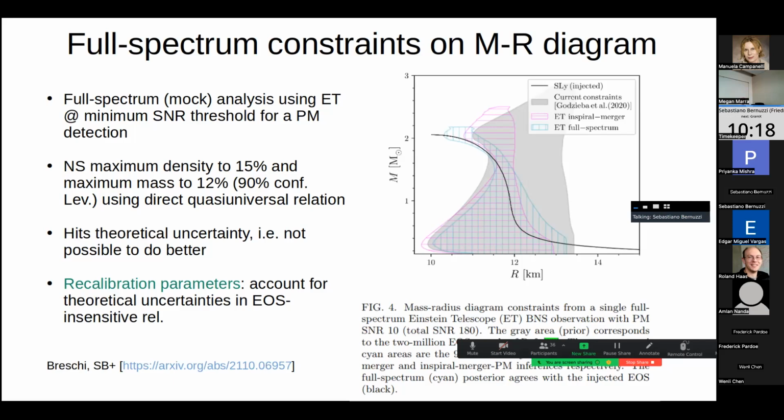And here the plot shows again, this gray area is essentially what I showed at the very beginning, the best constraint that is available to 2020, based on those observations.